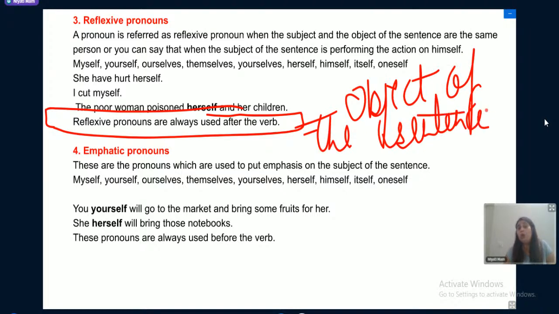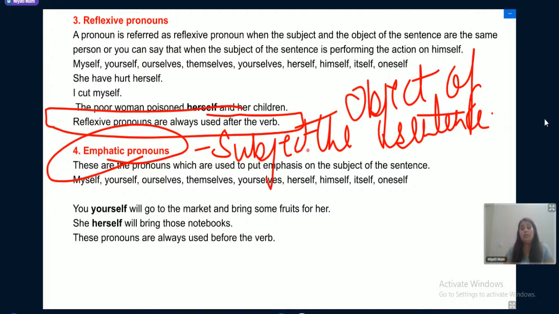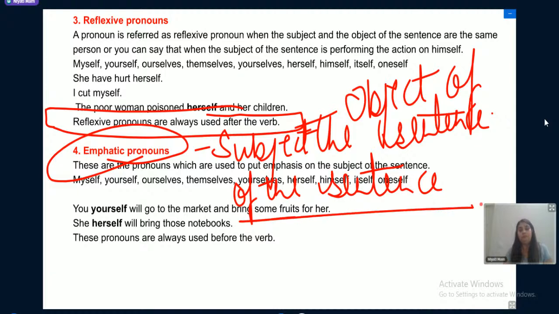So it is very normal to understand that reflexive pronouns are always used after the verb because objects are always used after the verb. Now, emphatic pronouns are used to emphasize the subject of the sentence, so that's why they are always used exactly after the subject of the sentence.